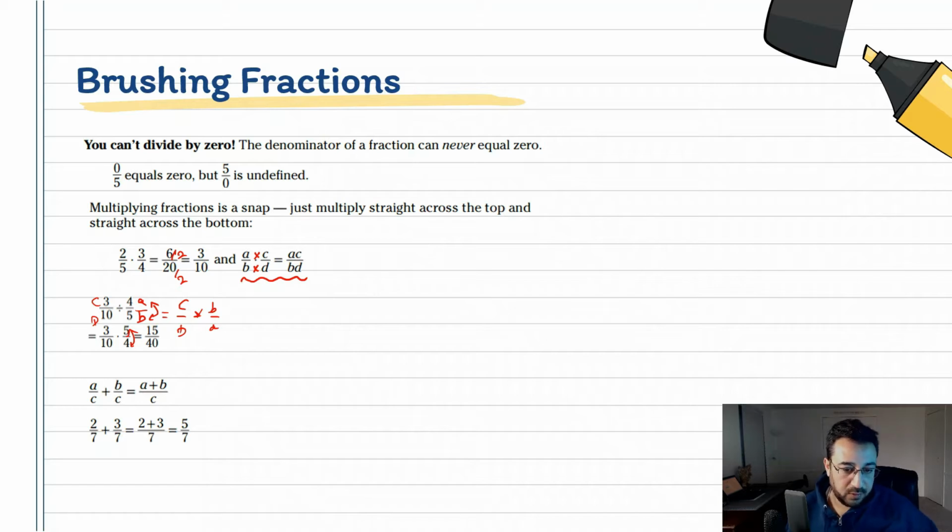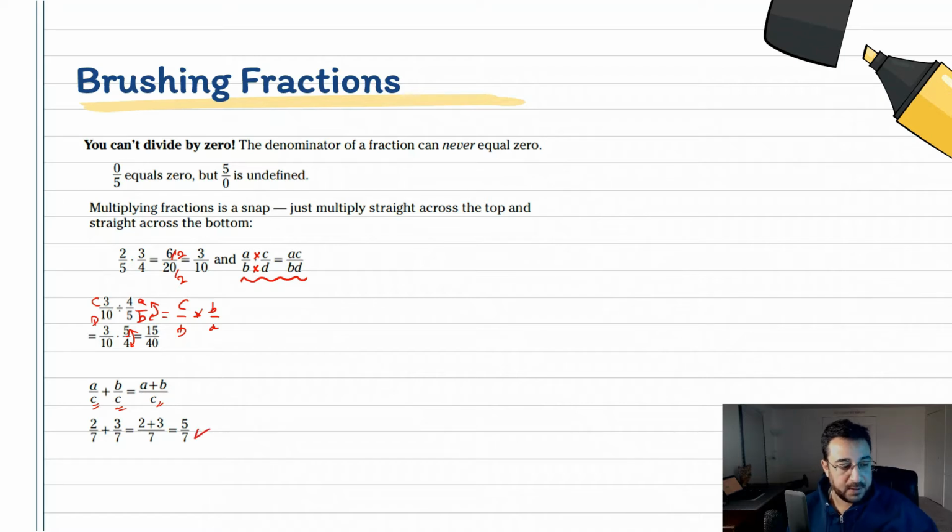If you have two fractions that are being added or subtracted, the same rules apply. So a over c plus b over c. So we have a common denominator in here. So you can say a plus b over c. But if the denominator is different, then that's a different story. So in this case, 2 over 7 plus 3 over 7, that equals 2 plus 3 over 7, that's 5 over 7.